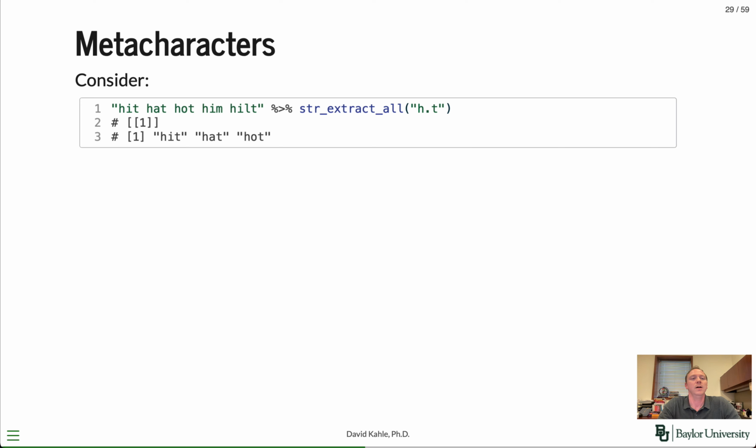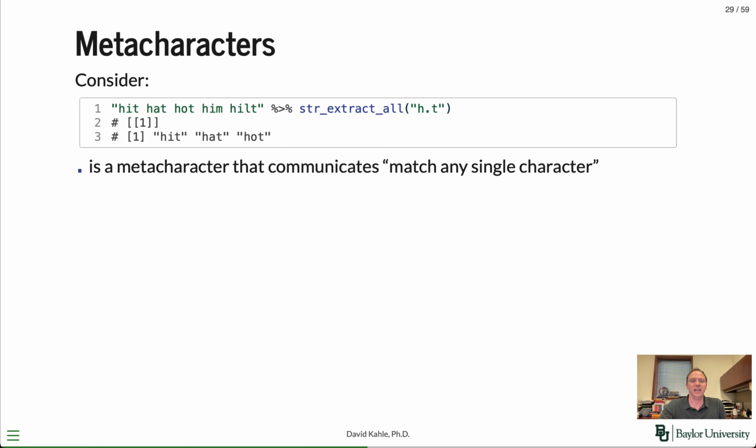Okay? Now, let's talk about the concept of metacharacters. Look at this phrase: hit, hat, hot, him, hilt. str_extract_all with h.t, and then look at the output: hit, hat, hot. Take a second to think, what do you think is going on there? What's happening is that in h.t, the dot is playing the role of a wildcard character. Match anything, match any single character.